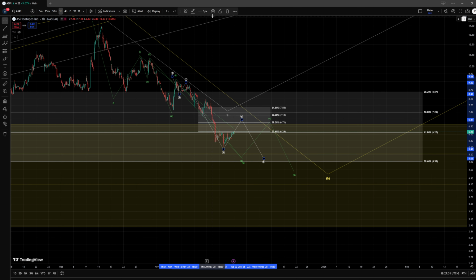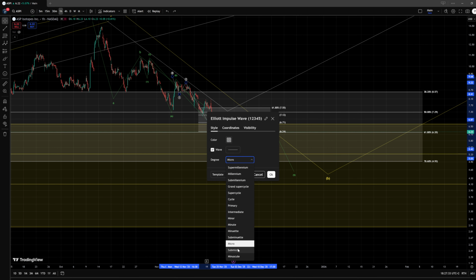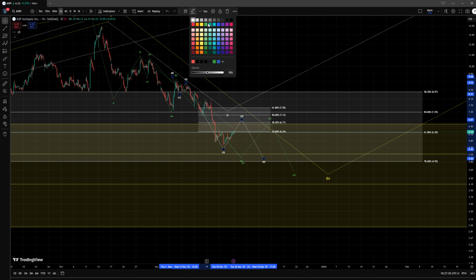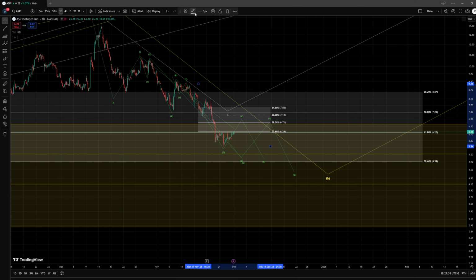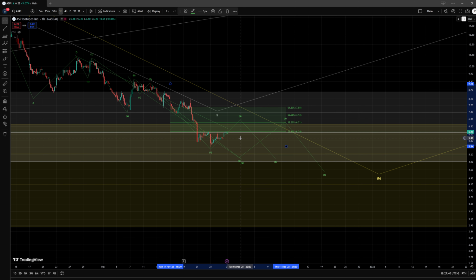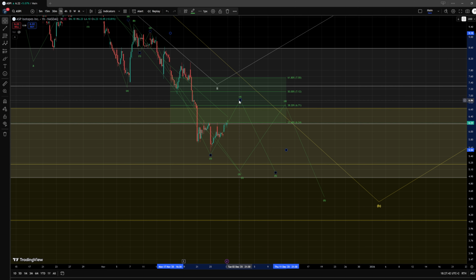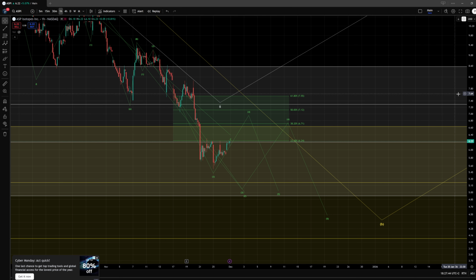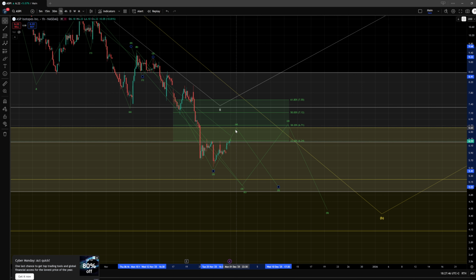Of course, we will be tracking this still as part of the green scenario. I forgot to change the color. And as long as we don't manage to break above the 61.8% retracement, I am still looking for further extensions lower within a fifth wave.